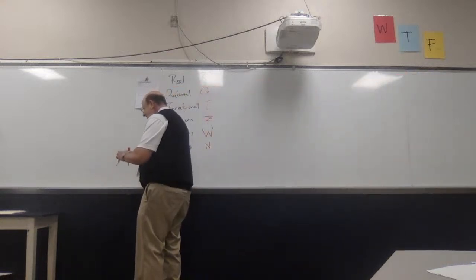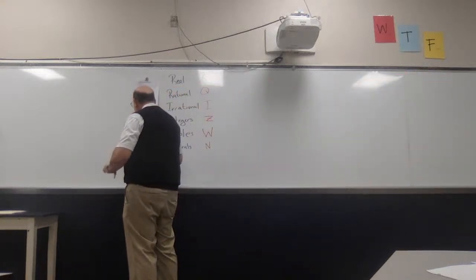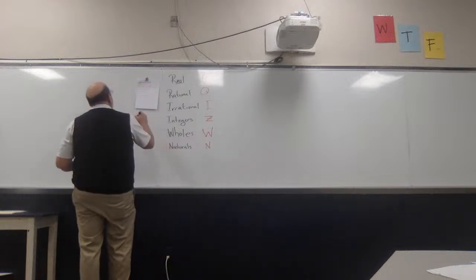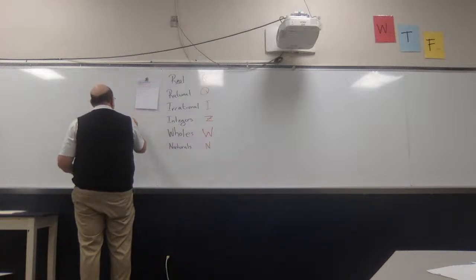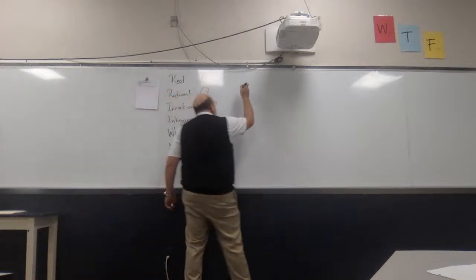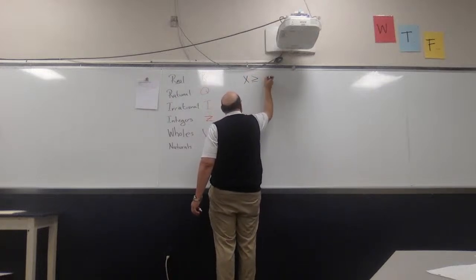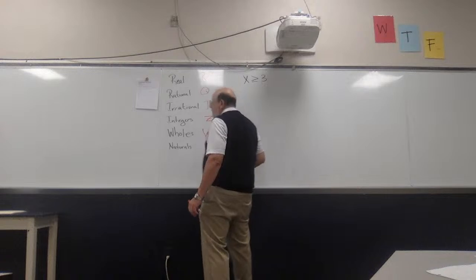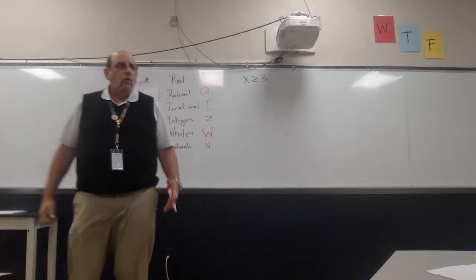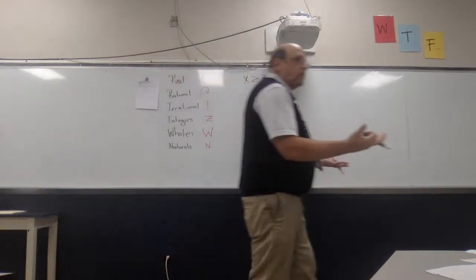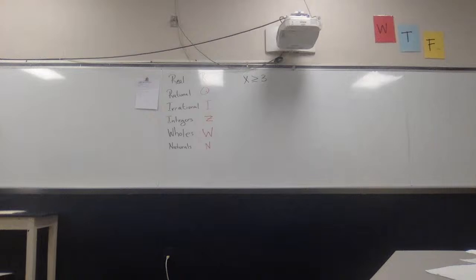So, if I have something that looks like x is greater than or equal to 3, what types of numbers am I talking about? Real. I'm talking about everything greater than, including 3. Everything to the right of it.